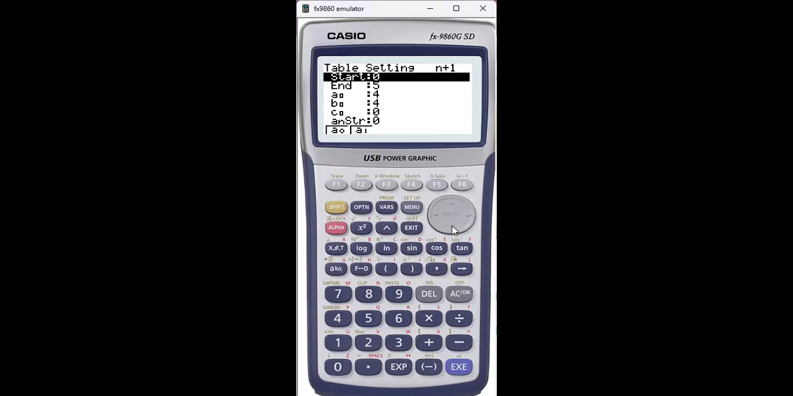Start always from 0, right? So you no need to write anything in the start portion. You have to write at the end portion. So according to this question, 5 is suitable because we have to find the value for 4.5.